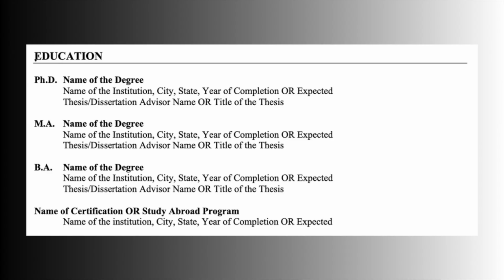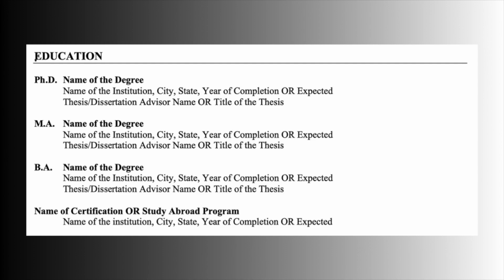Right below that, you're going to write the name of the institution. Don't use any acronyms. So for example, for me, I would put University of California, San Diego versus UC San Diego. Right next to that, you write the city. So for me, it would be La Jolla, the state, California, and the year of completion or expected. You can write just the year. So for me, it would be 2025 for my PhD. If I was writing my undergraduate degree, I would put 2015.